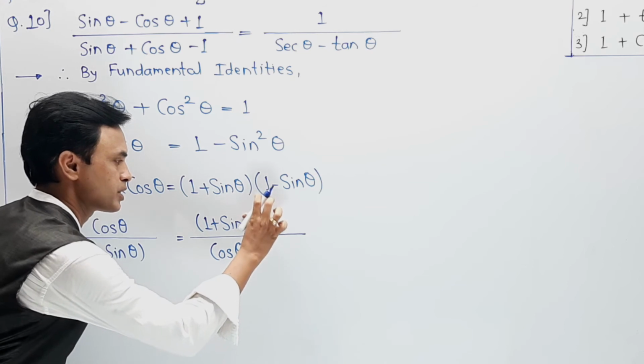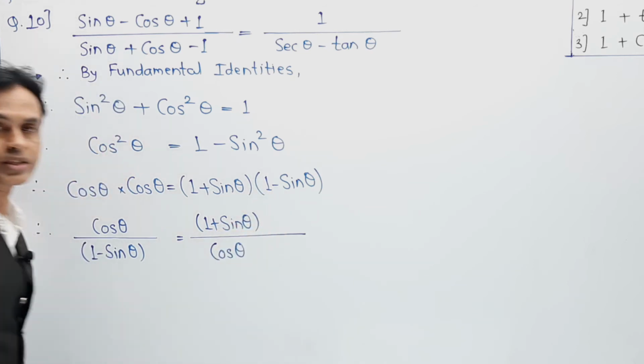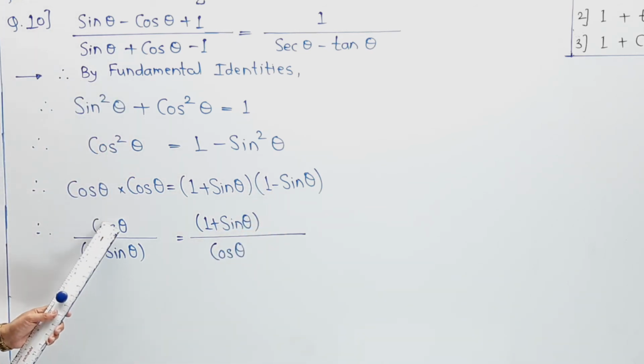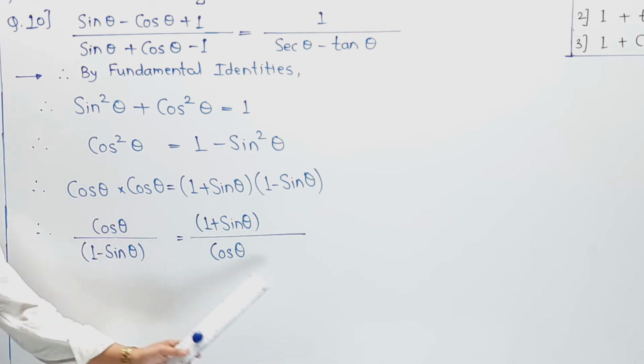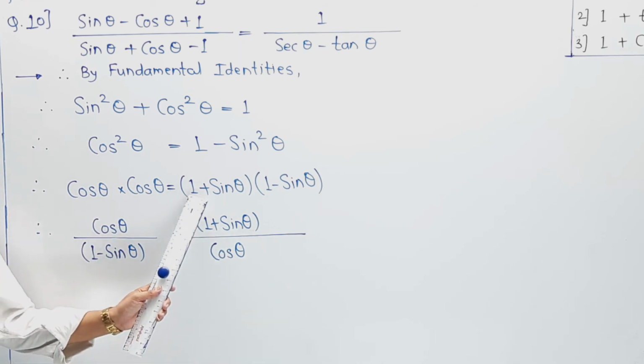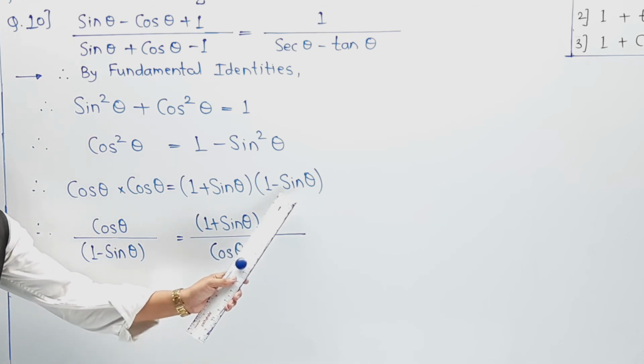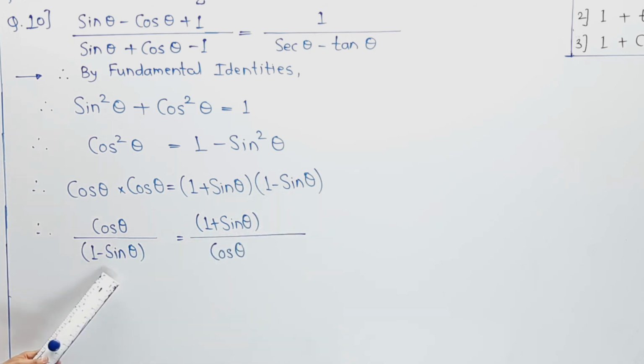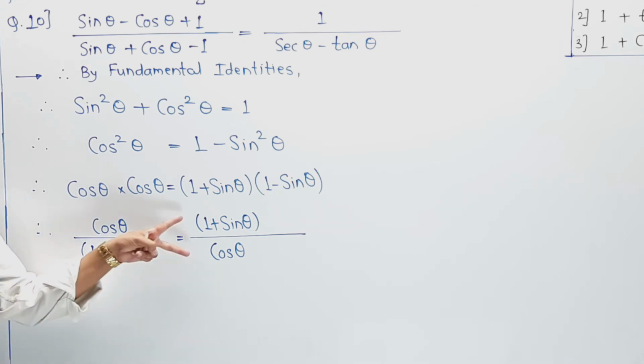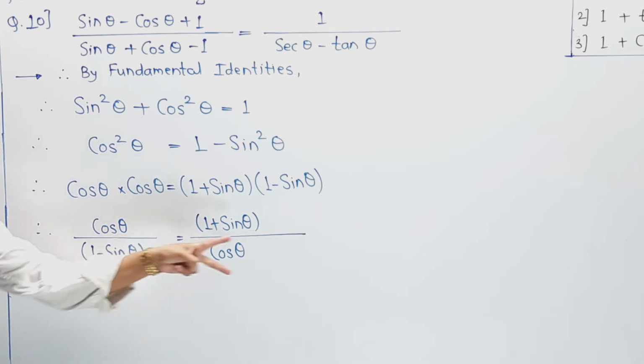Now students, please pay attention. Here the simplification step is most important. One cos theta as it is over here. Next, cos theta is divided by 1 minus sin theta, keeping 1 plus sin theta as usual. This is the first part, and next again we need this step in forward and this step in backward.